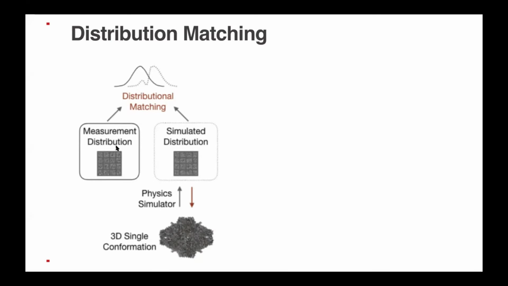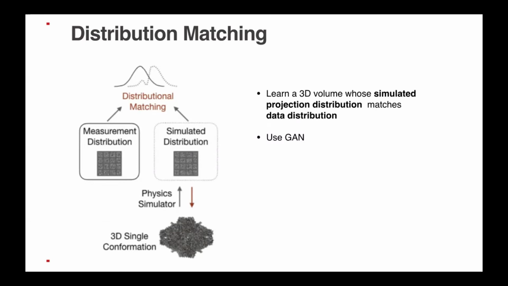So the bottom top view is that there's a measurement distribution, or the acquired distribution, from the real data. And we have the simulated distribution, which we simulate using our physics simulator. And what we are trying to do is find the 3D structure so that both distributions match. So it's a distribution matching technique. For this, we use the GAN, which we just discussed.